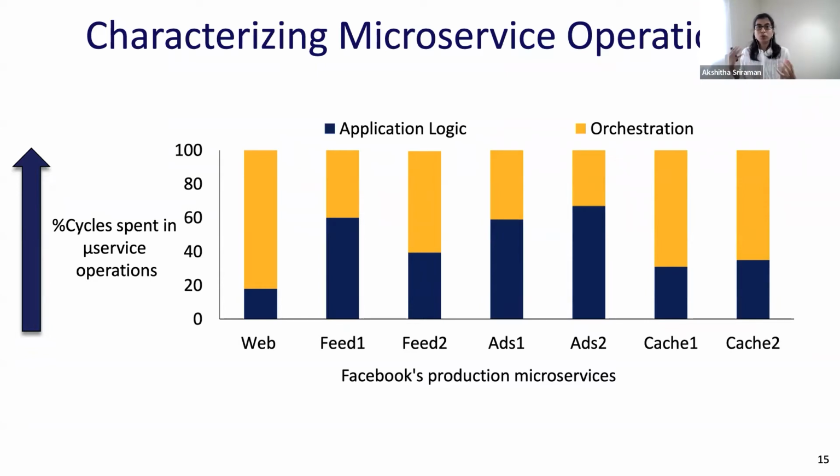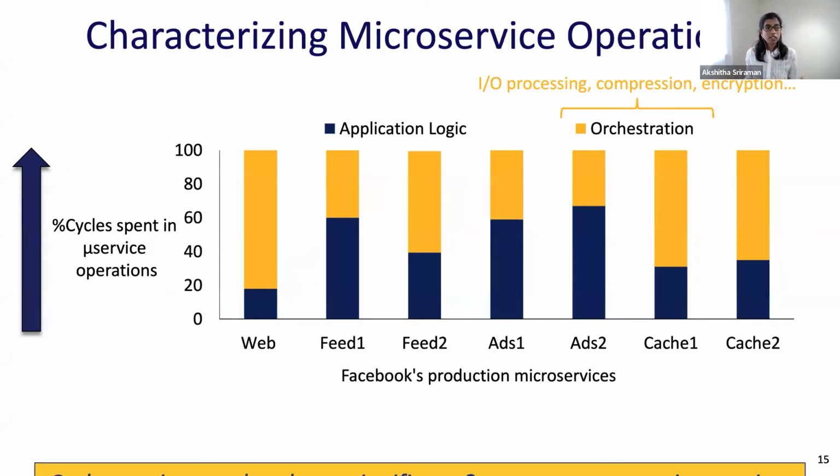So ideally, what would you want as a data center operator? You would want the microservice to only perform its main logic. So you want that blue portion to extend all the way to the top. Instead, we see that most cycles are spent in this yellow portion, which we call orchestration overheads. These are mundane operations, like when a microservice gets a data element from a request, it first needs to process it by performing operations like decompressing it, deserializing it, decrypting it, and so on, before it can even perform its main microservice logic.